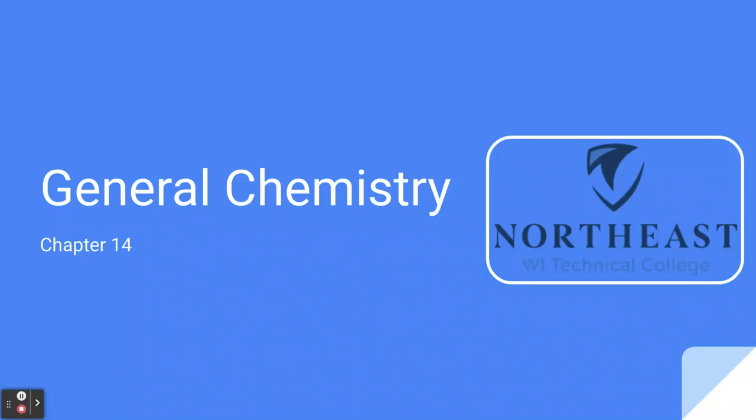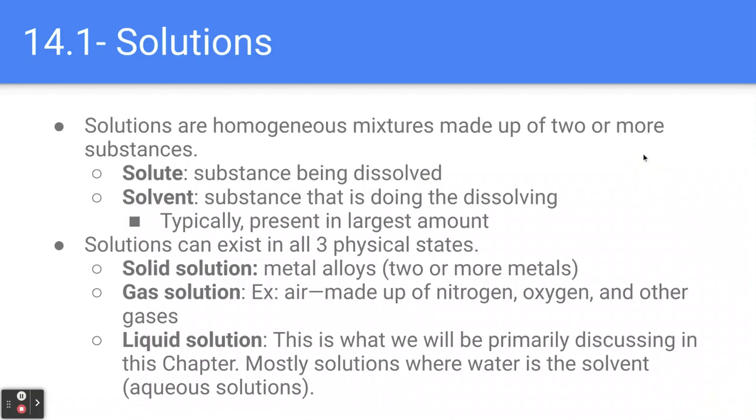All right, so this is chapter 14, which is all about solutions. A solution is a homogeneous mixture made up of two or more substances, and these substances have names. The solute is the substance or substances that are being dissolved, and the solvent is the one that is doing the dissolving. Typically, the solvent is the one that's present in a larger amount.